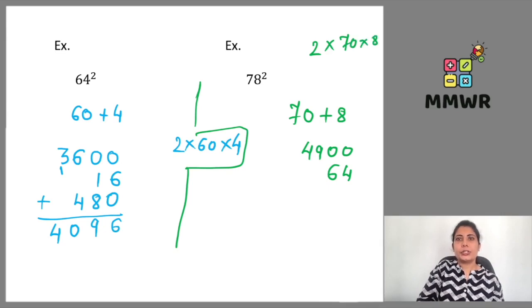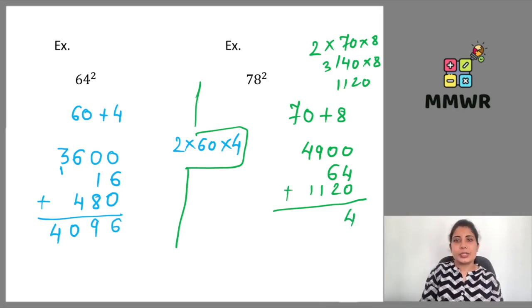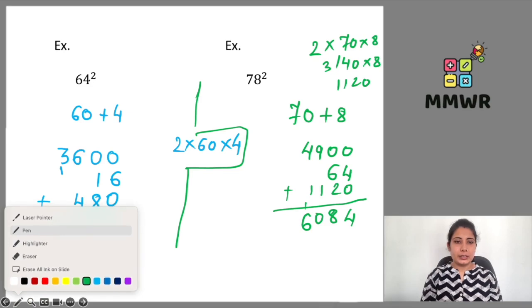Okay. So 2 sevens are 14 multiplied by 8. Now 8 fours are 32. 8 ones are 8 plus 3, 11. So 1120. When we multiply this to 78, we get 1120. Let's quickly add it. So this gives me 6084. We can cross check it, of course. So square of 78 is 6084. Let's cross check it.